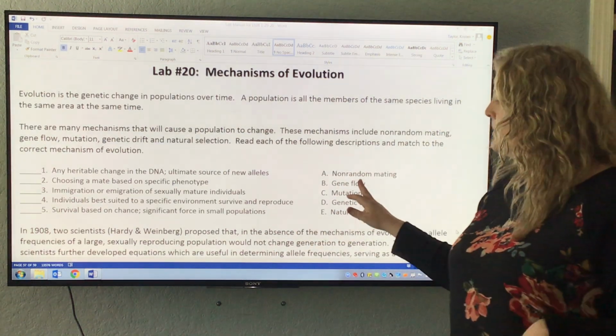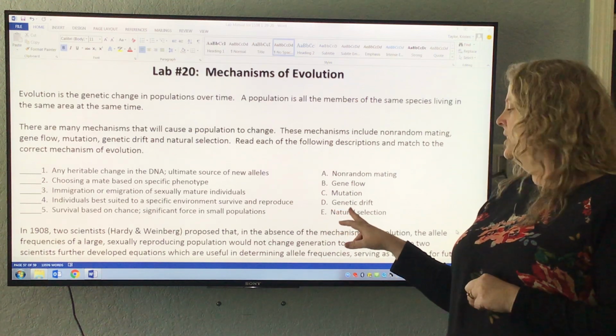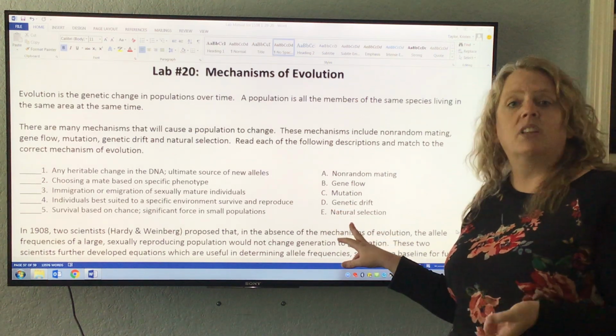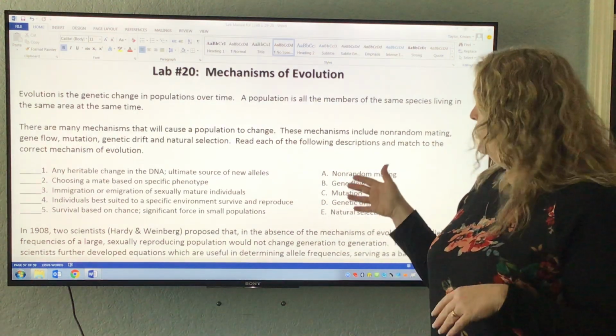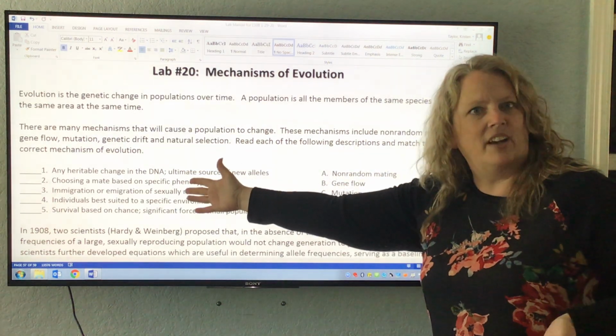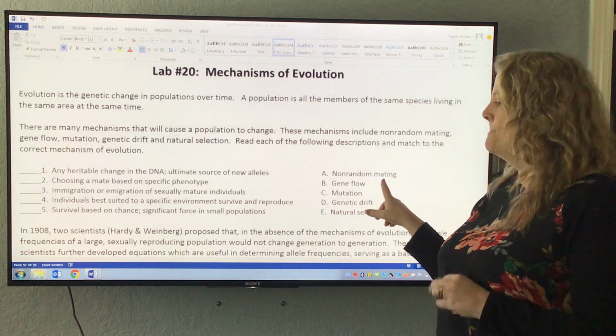So we have non-random mating, gene flow, mutation, genetic drift, and natural selection. So we're going to talk about what they are, and then you are going to match it with the correct definition. Okay. So starting with non-random mating.